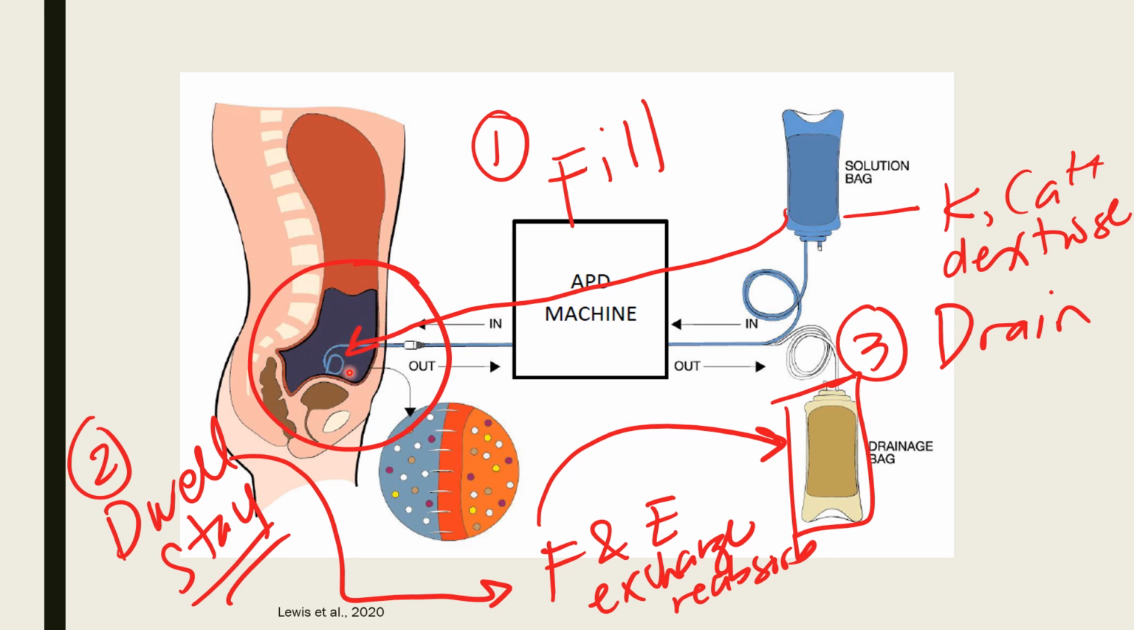And the term that we use for that is fill. Okay, after it fills, then it will dwell on it. Dwell means it will stay in the peritoneal cavity for a certain period of time. We're talking about 4 hours, 7 hours, depending on the nephrologist order. And that's where the exchanges happen and where the toxins are separated. Okay? Once it's done, it goes back out to the machine and then it goes straight to the drainage bag. So the third one would be to drain. Okay? So that's the process on how this peritoneal dialysis works.